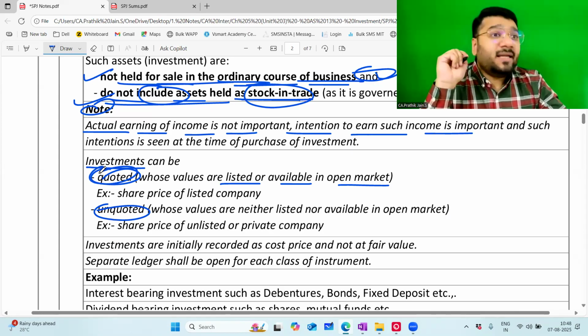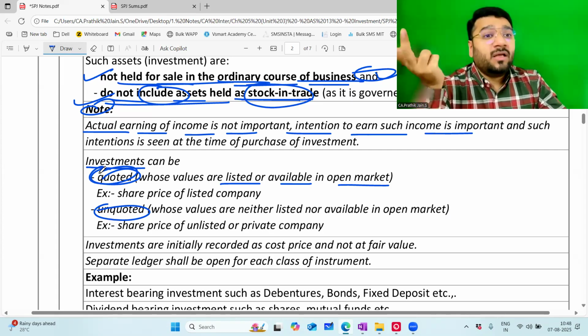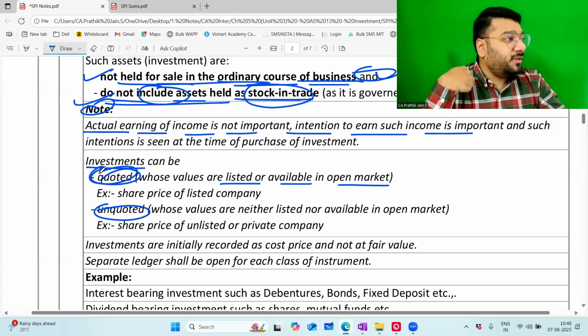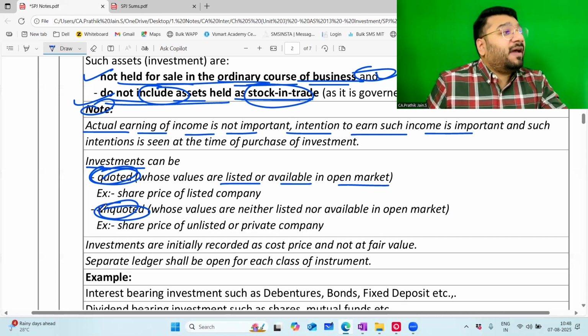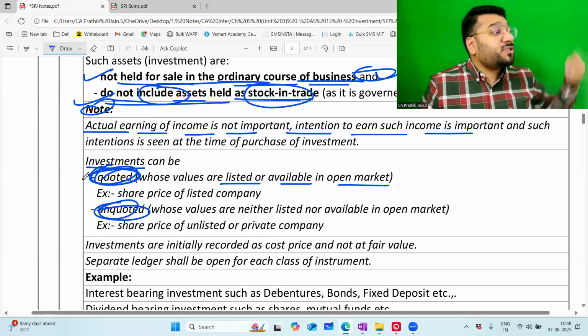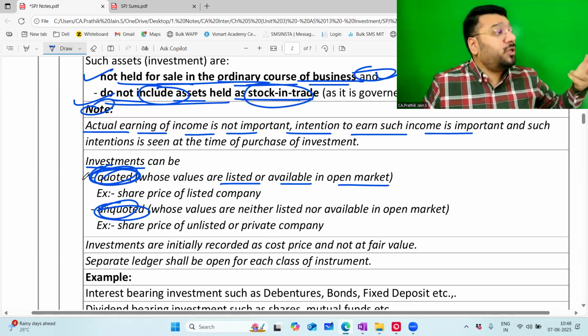If KVA is an unlisted public company or private company, do you think my share price is quoted in the market? No. So if I tell the share price of my company, what am I? A private limited company or unlisted public company. If you ask what is the value of a share and I say 100 rupees, that is called unquoted value of the security. Quoted means which is quoted in the stock market, in the open market. I can get the information from the market. That is called quoted.